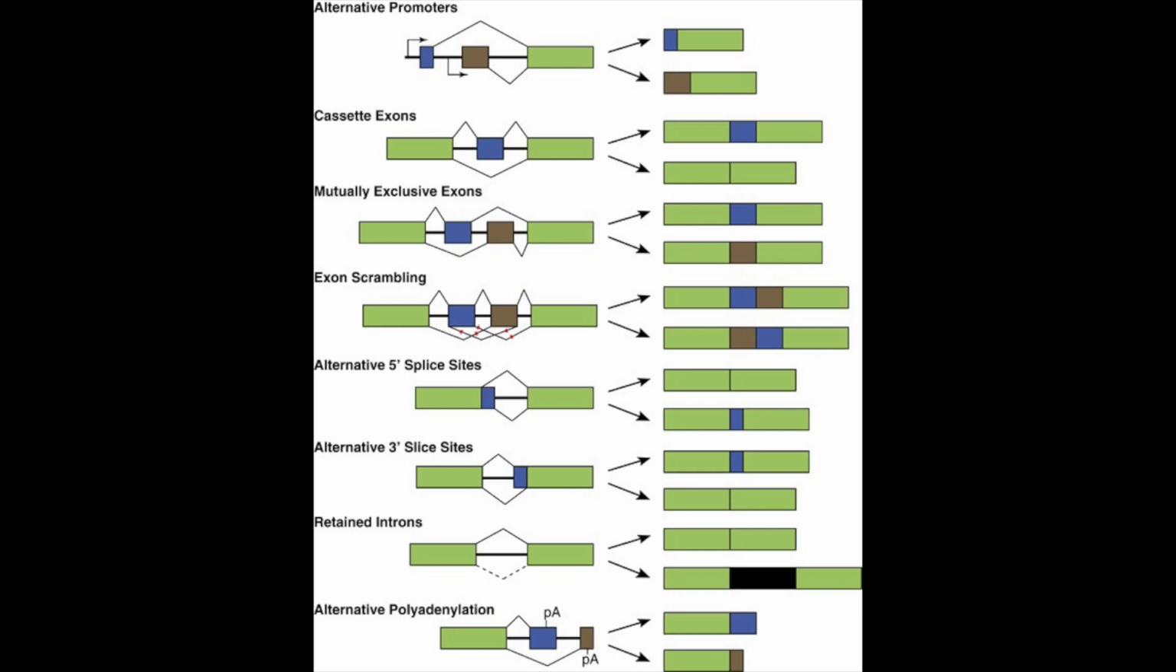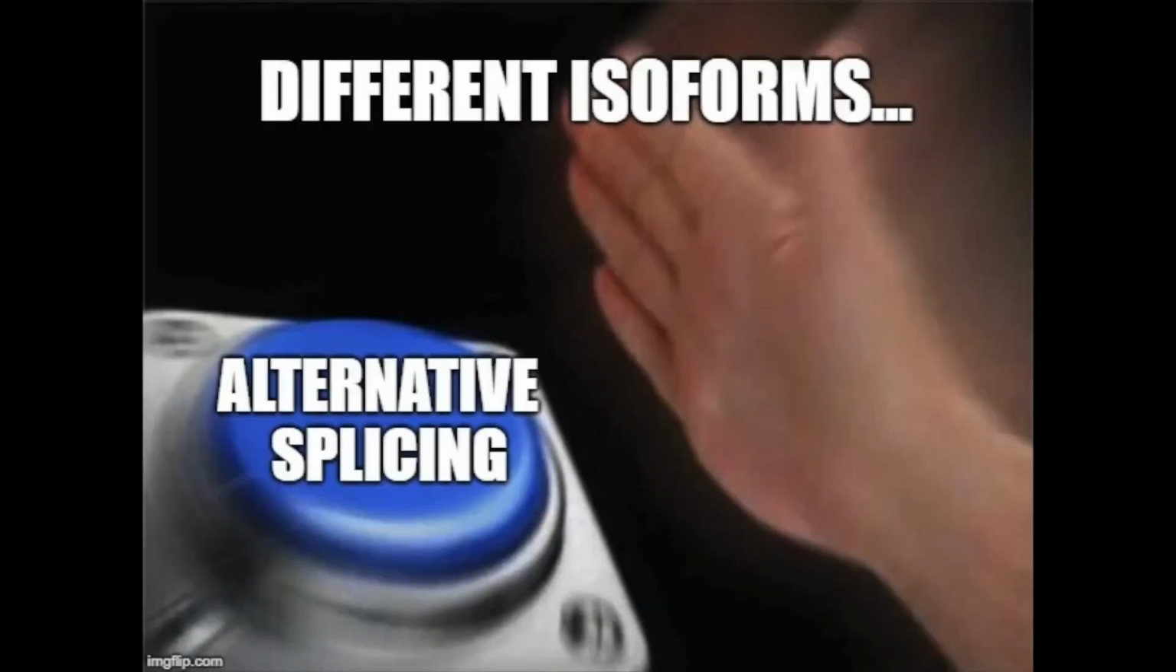This process increases the diversity of proteins that can be synthesized from a single gene, which is essential for the complexity of living organisms. By including or excluding certain exons during the splicing process, cells can generate a variety of protein isoforms that have different roles in the cell, contributing to the regulation of gene expression and the adaptability of an organism to its environment.